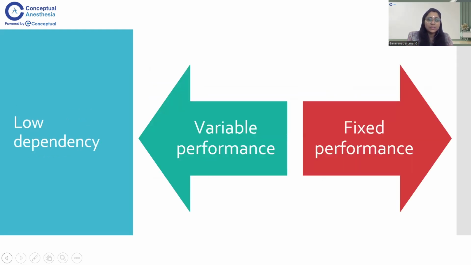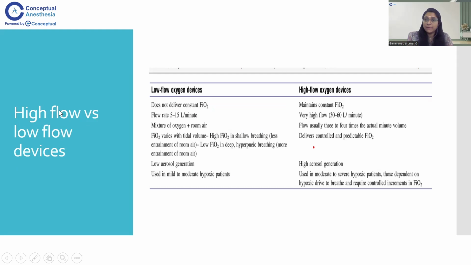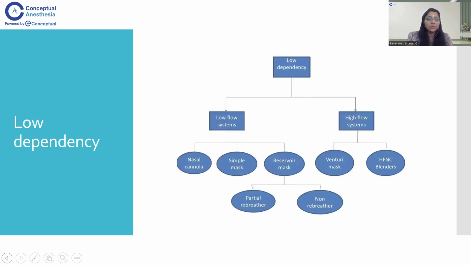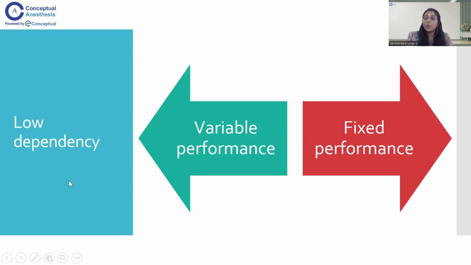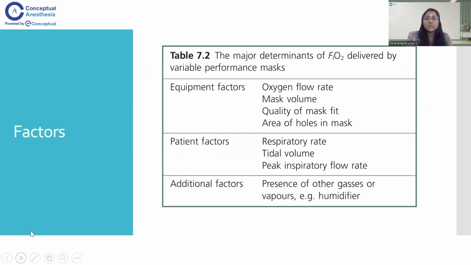So as of now, we have seen high flow versus low flow device. As we have seen here, the low dependency will be of two types. One is low flow, another is high flow. In the low flow, these are low dependency devices. These can be classified into variable performance and fixed performance devices, depending upon the FiO2 which they deliver. The factors which determine how much FiO2 is being delivered to the patient are classified into equipment factors, patient factors, and additional factors.